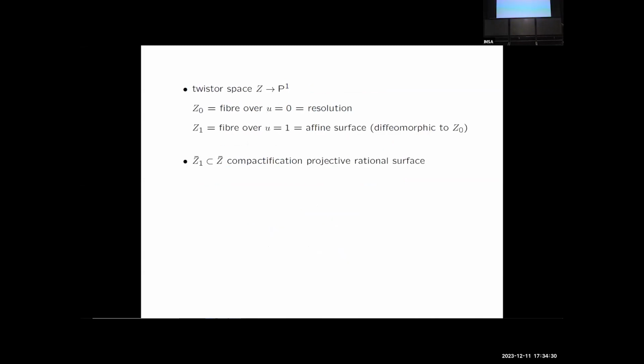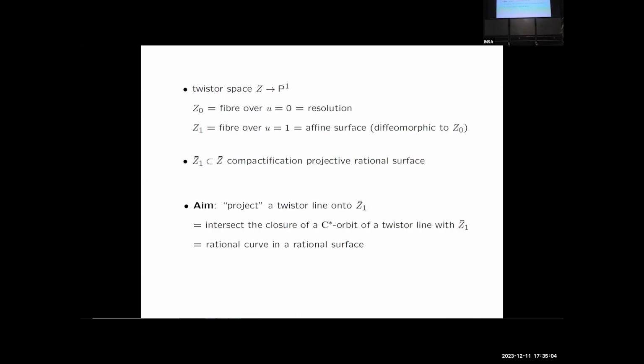So now we have this twistor space, Z over P1, that's what I've just been saying. I'm just taking now a point, let's say U equals 1, some point in between 0 and infinity, and I look at the fiber over there. And its compactification is one of these projective rational surfaces that I've just been explaining, which you can get just by blowing up some points in a specific way on the plane. So what the aim is this.